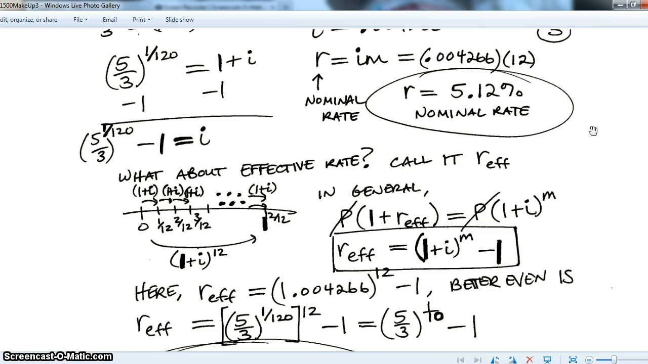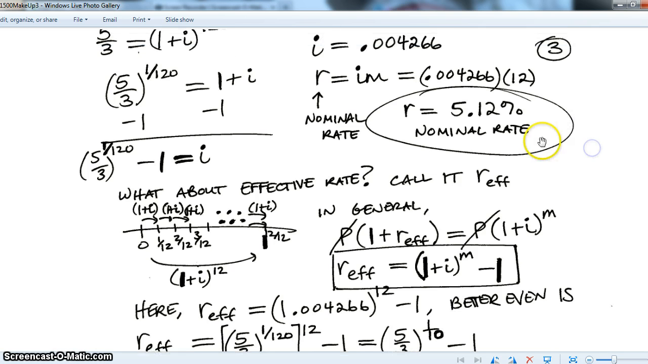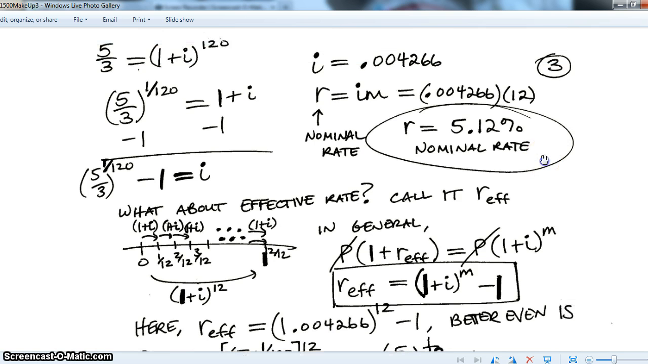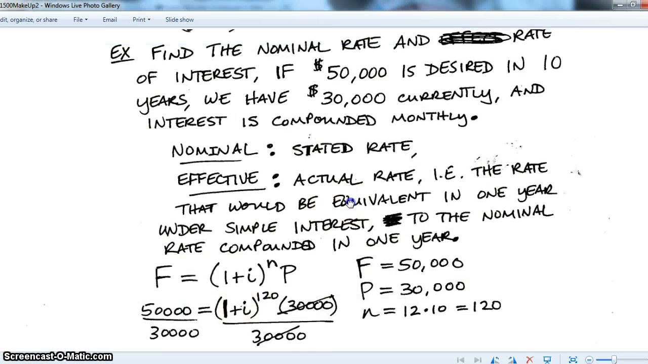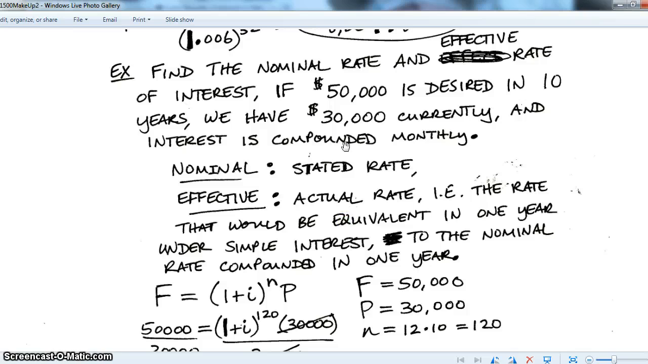And in the previous video, we just figured out the nominal stated rate. Let me go back and give you the problem again, in case you're just starting with this video. We wanted to find the nominal effective rate of interest that would give us $50,000 in 10 years if we currently have $30,000, and the interest is going to be compounded monthly.